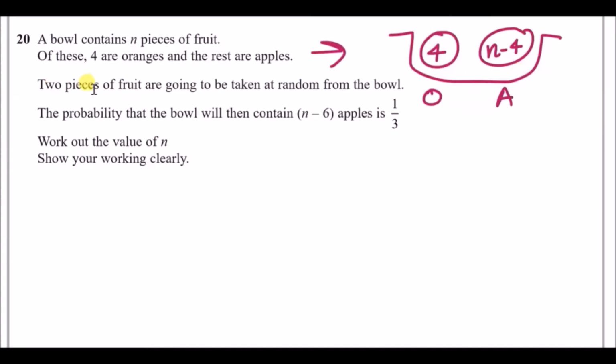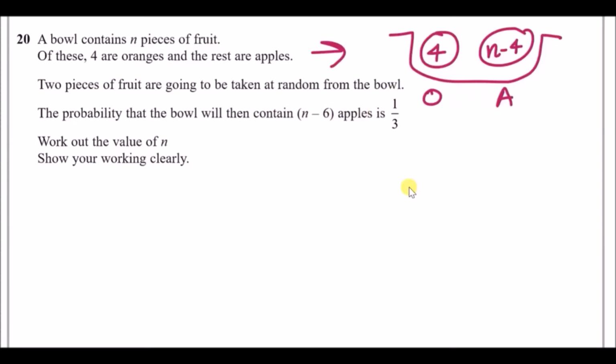Now, two pieces of fruits are going to be taken at random. So you could either take one orange, one apple, or one apple, one orange, or two oranges or two apples. Now, the probability that the bowl will then contain n minus 6 apples. So if you're going to get from n minus 4 to n minus 6, you would have taken two apples in a row. Because take one more, you get n minus 5. Take another one, n minus 6 left. And the probability of doing that gives you a third.